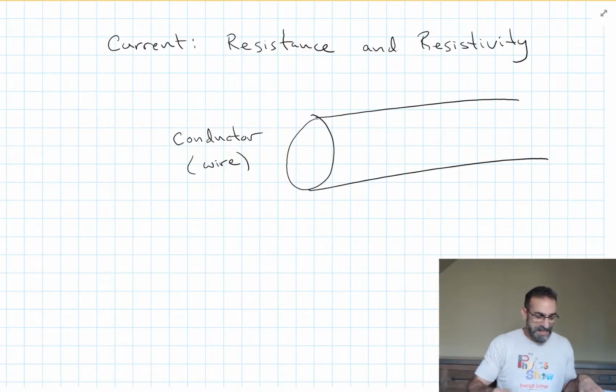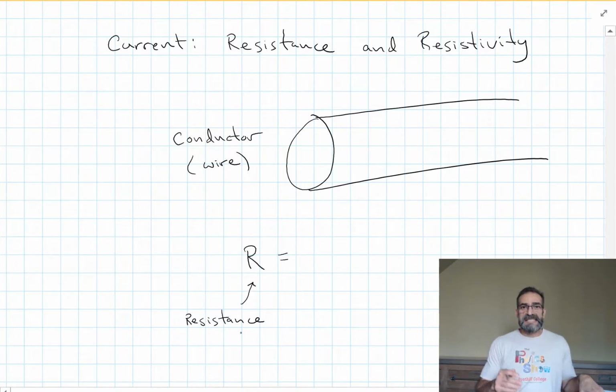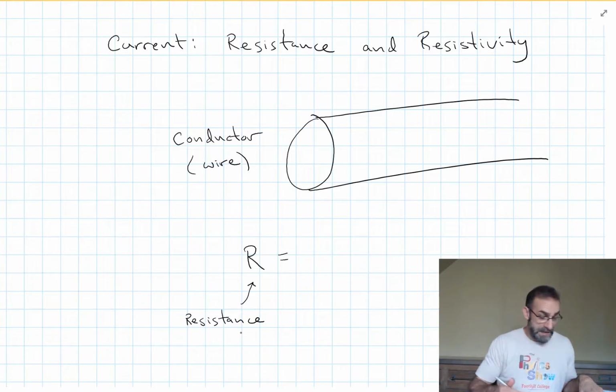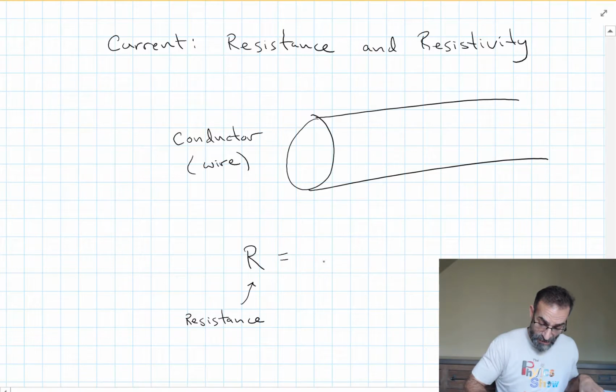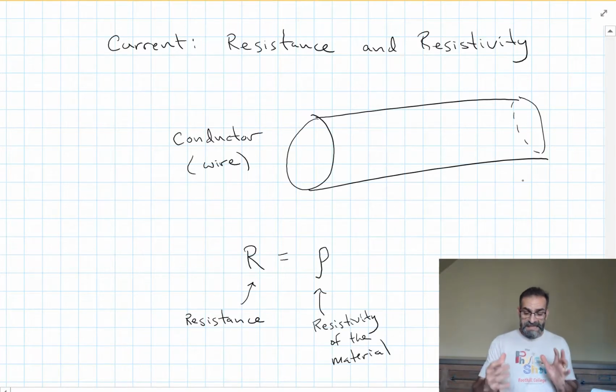So the resistance of this wire, one of the things it depends on is the material that the wire is made out of, how well it conducts electricity. We call that rho, the resistivity of the material. The resistance trying to get through this wire is determined, one, by the material that wire is made out of.